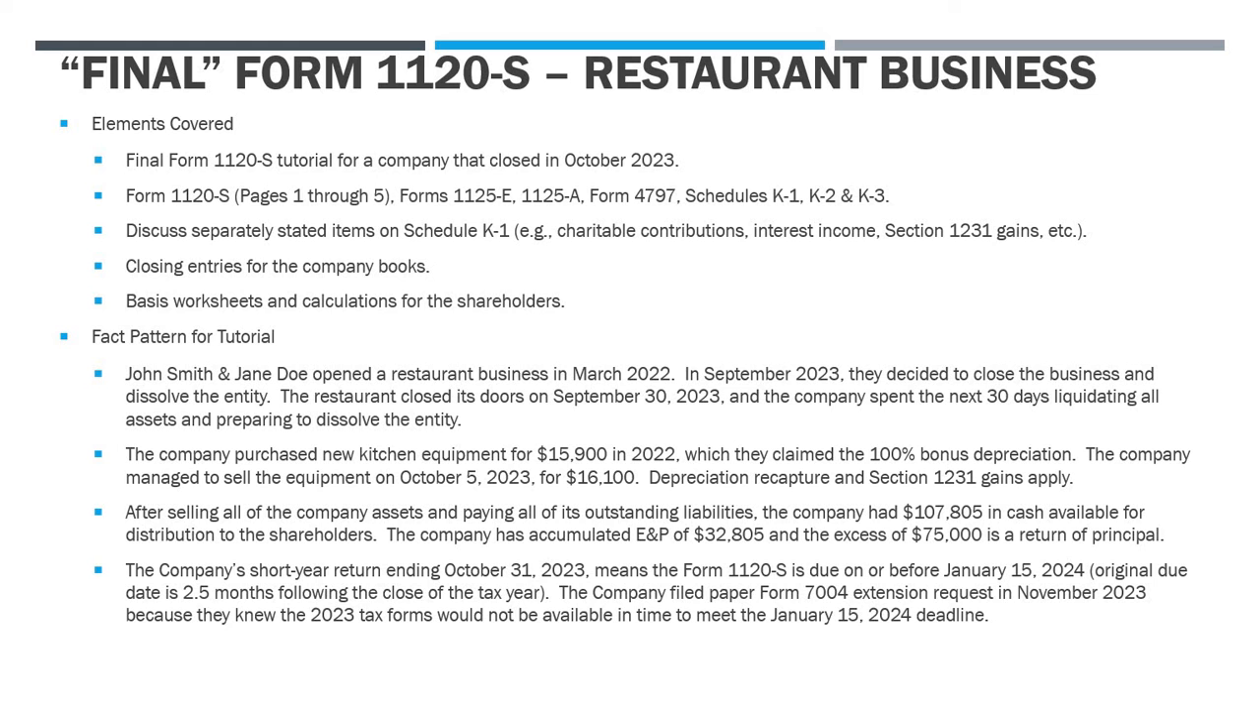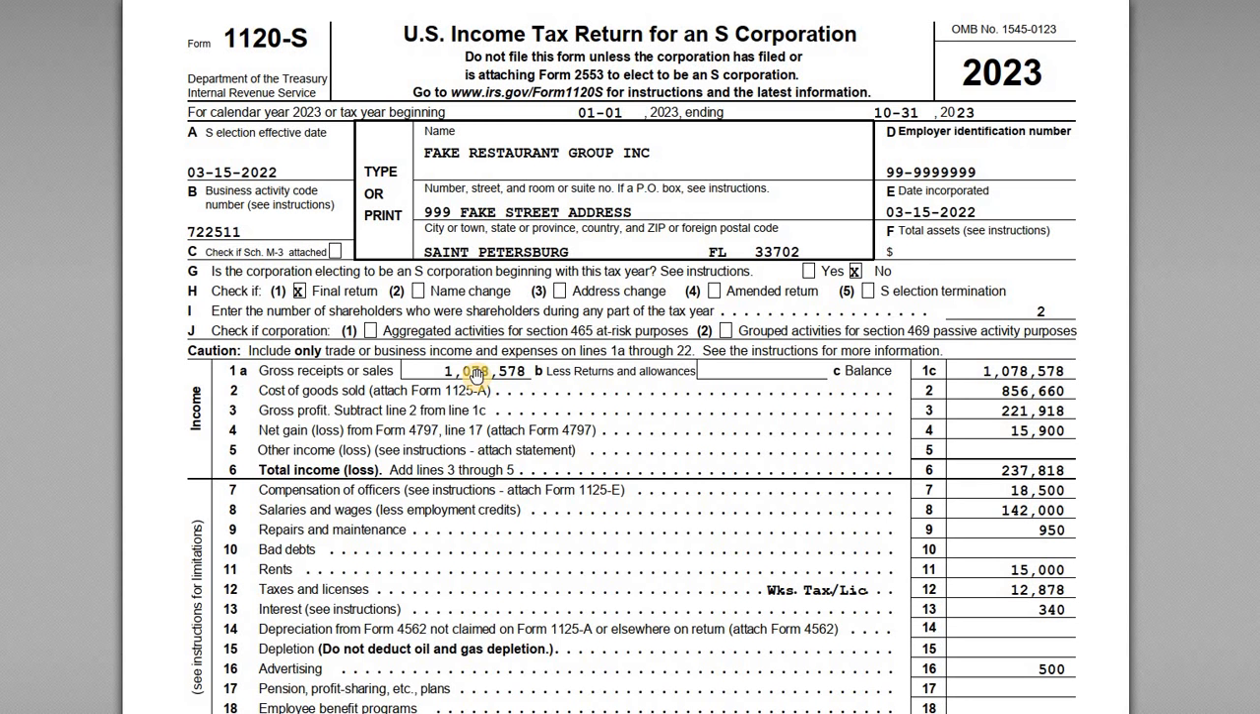All right, so let's have a look at the return, and then we'll look at the financials and work through this. So we have the 1120S here for 2023. Because this isn't a full calendar year 2023, we've marked the short period return as January 1, 2023 through October 31st, right?